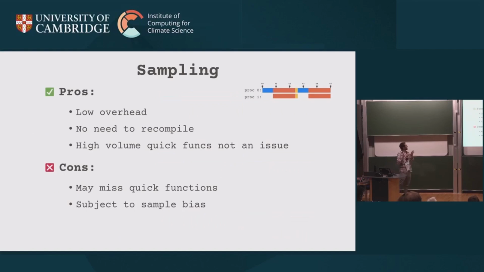So I just want to do a high-level overview of the pros and the cons and why you might use them. Sampling, typically low overhead. You typically don't need to recompile your code. So for things like C, C++, Fortran, that can be beneficial. High volume of quick functions is not an issue. So I mentioned in instrumentation, there's an overhead. Every function gets instrumented. So sampling can be good for cases where you have billions of repeating quick functions. Cons are that it can miss a quick function if it's only called once, as shown in the example, and it's subject to sampling bias.